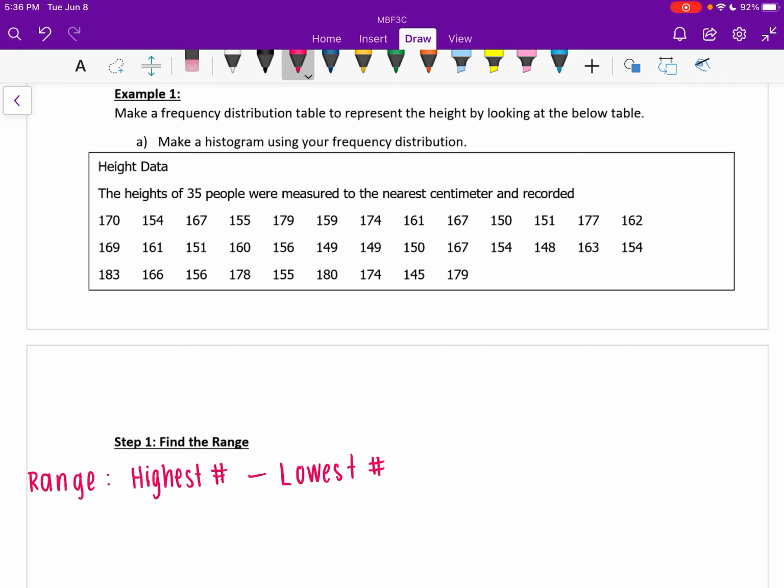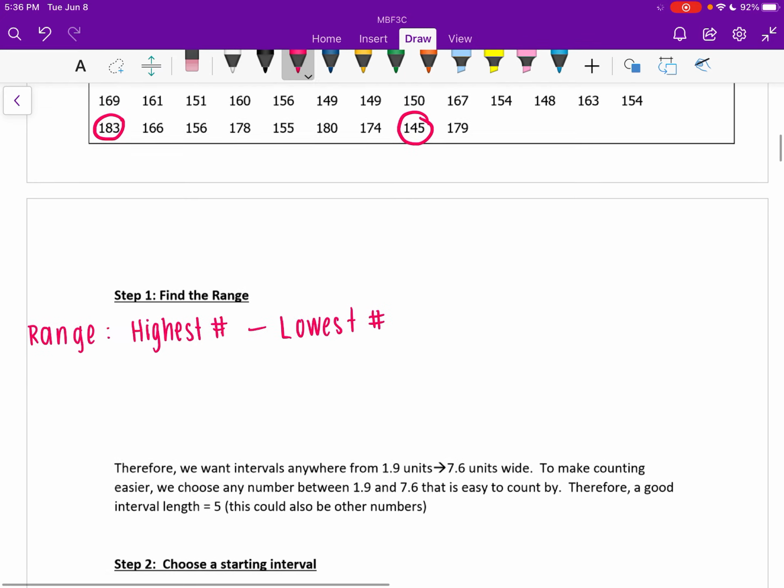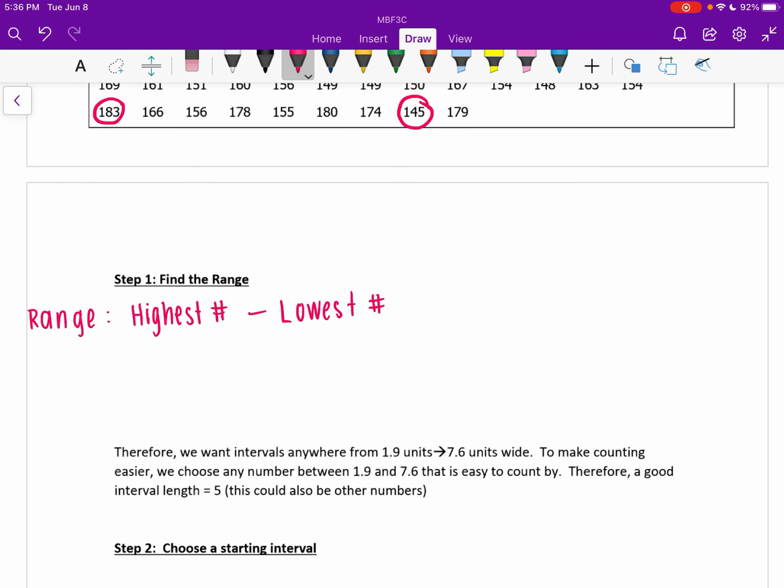If we look at our numbers, we'll find that our highest number is 183 right here, and our lowest number is 145, which is right here. So our range is the highest number, 183, minus the lowest number, 145, and it's going to be about 38.